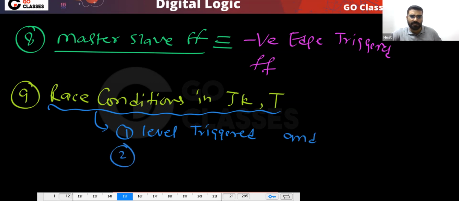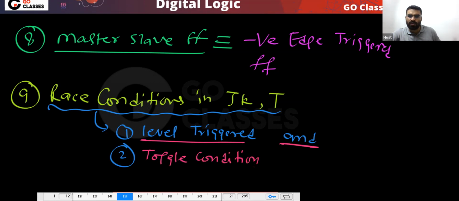And the second condition: there should be level triggering, and the toggle condition, meaning when J and K are both 1, or when T is equal to 1. This toggle condition, and what was the condition?